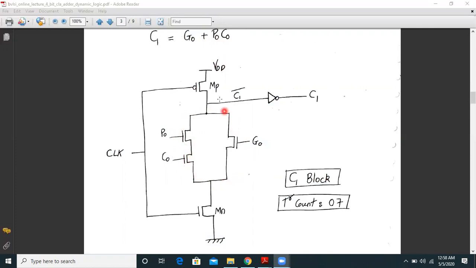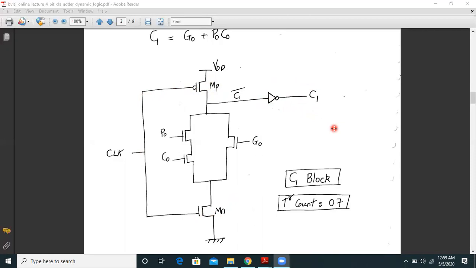Now I have to connect the precharge and evaluation transistors, that is MP and MN, and I have to tie them to the clock. So this is my dynamic logic implementation of the C1 block. But this output is C1 bar. So we have to connect an extra CMOS inverter at the output to generate C1 out of C1 bar.